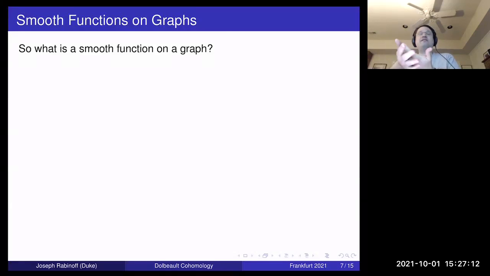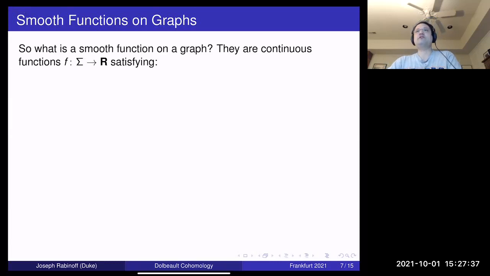So the way this is going to work is that we're going to compute Dolbeault cohomology groups of graphs, and then we're going to show that when you pull back forms from graphs to curves, or from skeletons to curves, then you get the Dolbeault cohomology groups of the curves. However, I think it's not entirely obvious what smooth (p,q) forms on graphs are supposed to be. It took us a little while to come up with the correct definition, so let me tell you what that is.